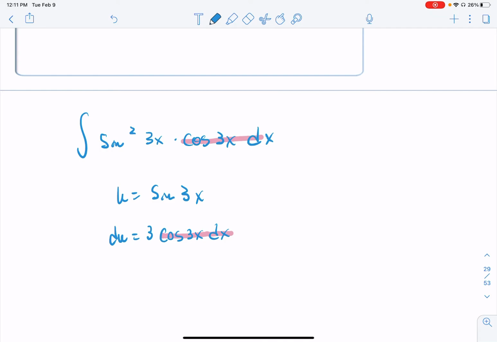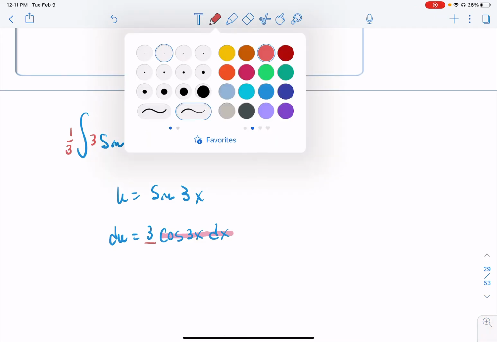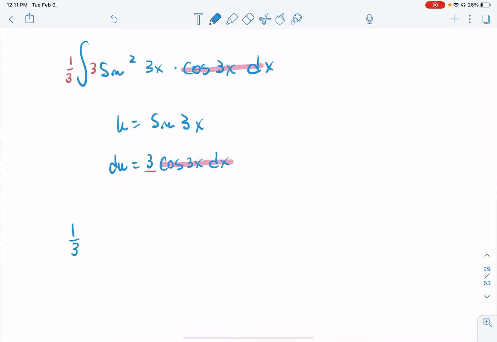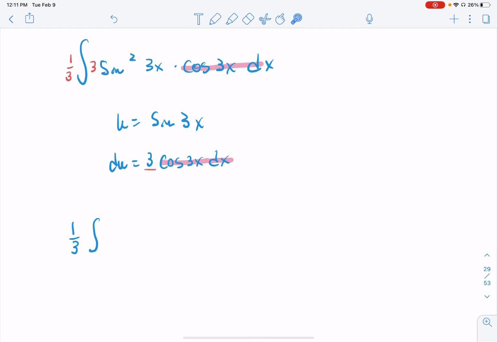Fixed it. Speaking of fixing things, the next thing that we need to fix is the fact that there is no 3. So 1/3. Now let's try to rewrite this thing. When we rewrite it, the 1/3 on the outside is going to stick around. The integral of the 3 with the cosine of 3x times dx, all of that together is du.